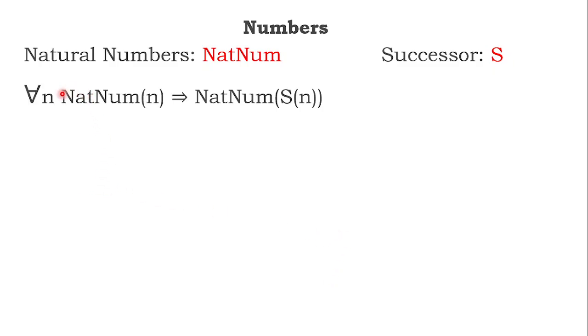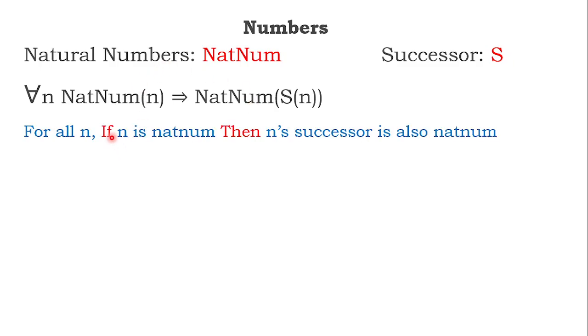Now, what is the statement? For all n, implies, therefore, if, then. For all n, if n is a natural number, then the successor of n is also a natural number. That is the meaning: n's successor is a natural number. If you say 5 is a natural number, its successor is 6, which is also a natural number. For all n, if n is a natural number, then n's successor is also a natural number.